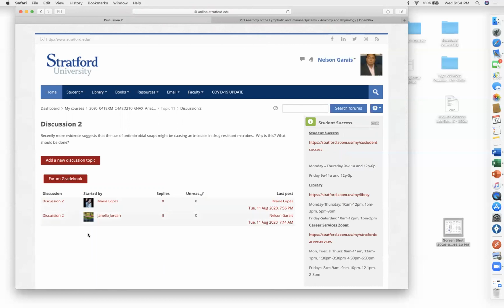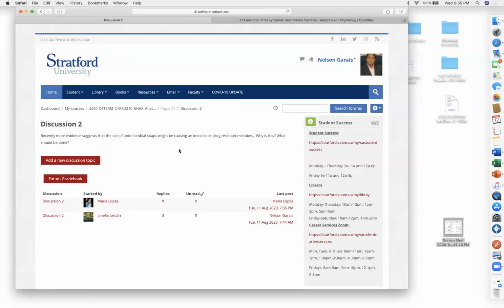And now let's see, we have Ms. Lopez, Ms. Jordan already putting it out there. Is there any evidence that antimicrobial soap, first of all, identify what that is, because medically I don't know what that means, causes an increase in drug-resistant microbes? Those of you who are in lab maybe got my soapbox. I stepped up to my soapbox, pun intended, and I was talking about how the marketing for antimicrobial soaps, like, oh, this soap is better than the other one. No, just wash your hands.